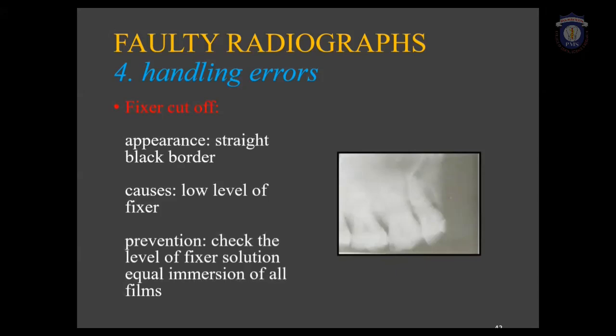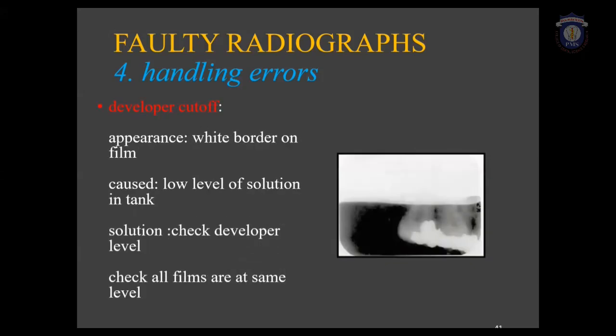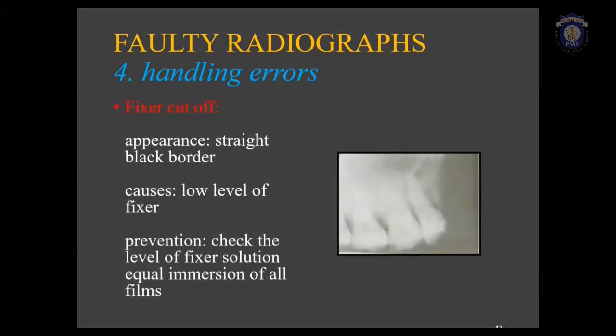A fixer cutoff. Fixer cutoff appears as a black border. The developer cutoff appears as a white border, whereas a fixer cutoff appears as a black border. This is due to a low level of the fixer solution in the tank. So here we need to ensure that the fixing solution is at the brim of the tank or at an adequate level and all the films are dipped into the fixing solution completely.